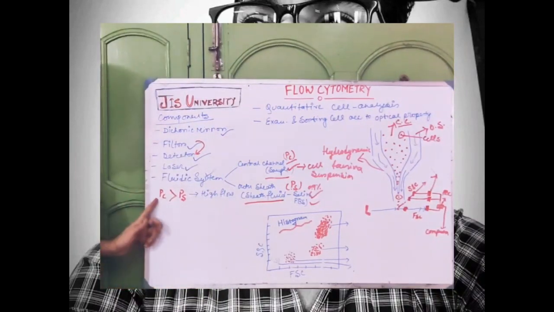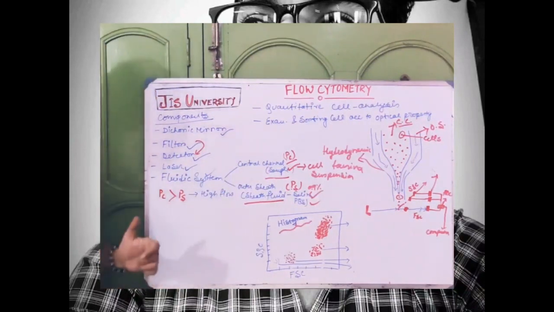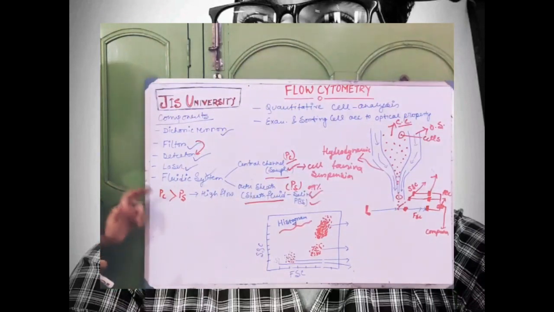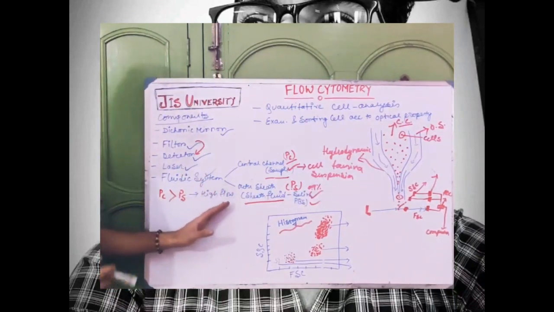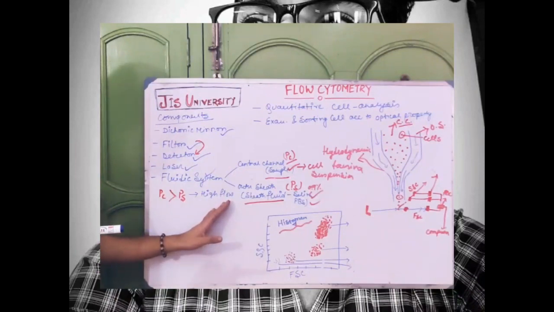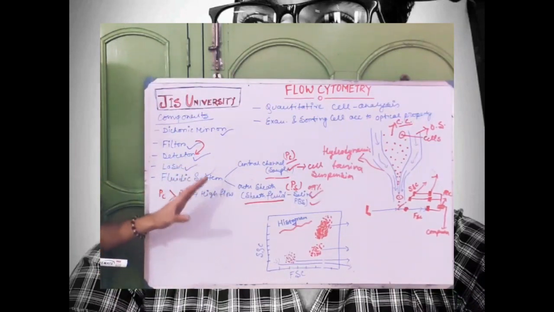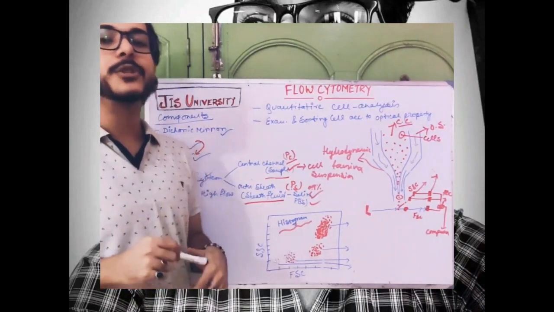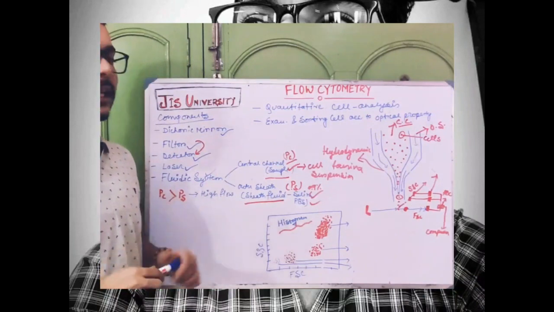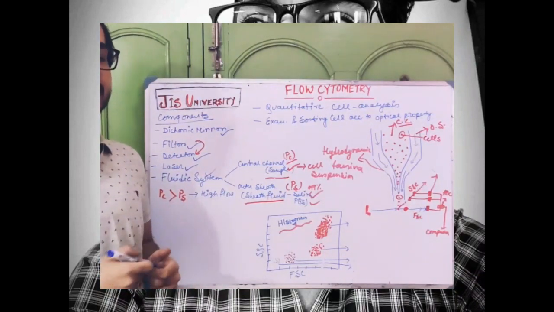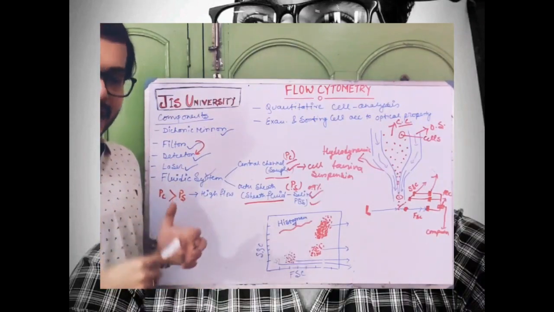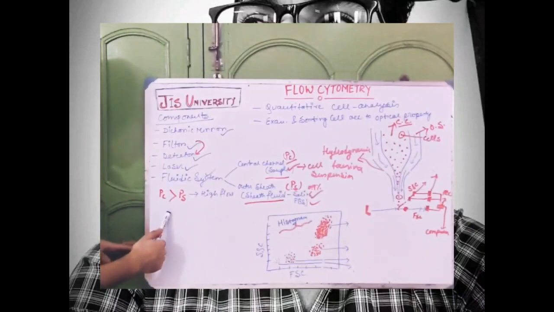So PC, the pressure in the central channel where the sample is, is generally greater than PS, the pressure in the outer sheath. This confirms a high flow rate, and a high flow rate is required in the case of immunophenotyping. Immunophenotyping is one of the applications of flow cytometry. But in the case of DNA analysis, the required flow rate is lower. So at that time, PS is greater than PC.